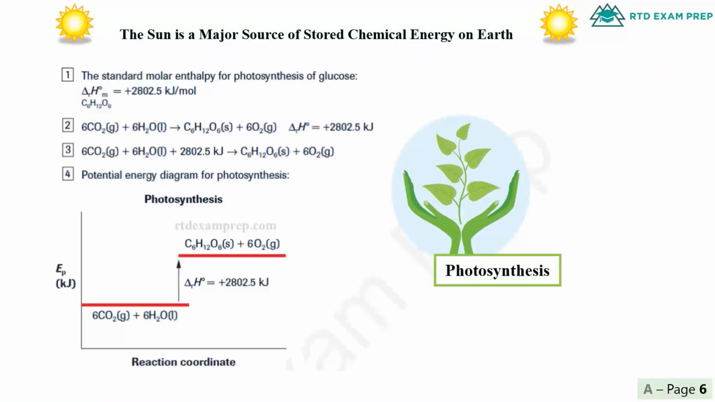Your exam might ask you a question or two about either photosynthesis or cellular respiration. Here, let's start off with photosynthesis. Now, the sun is a major source of stored chemical energy on Earth. In fact, it's the source of energy for all chemical processes on Earth. So let me just write that out here.